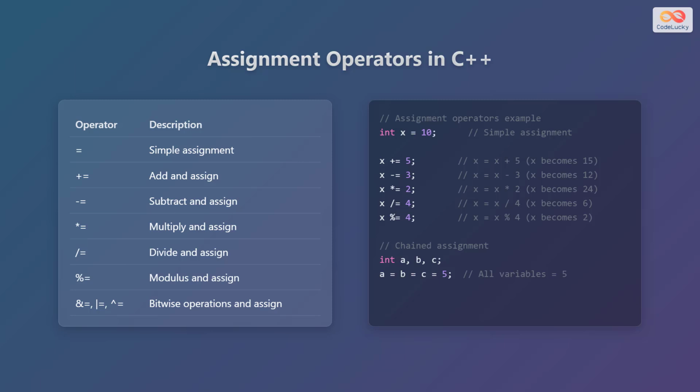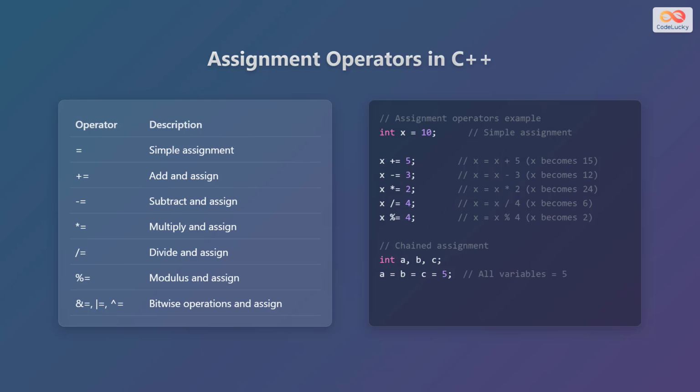Here's an example. We start with x equals 10, which is a simple assignment. Then, x plus equals 5 is equivalent to x equals x plus 5, so x becomes 15. x minus equals 3 is equivalent to x equals x minus 3, so x becomes 12. x asterisk equals 2 is equivalent to x equals x times 2, so x becomes 24. x forward slash equals 4 is equivalent to x equals x divided by 4, so x becomes 6. And x percentage sign equals 4 is equivalent to x equals x modulus 4, so x becomes 2.